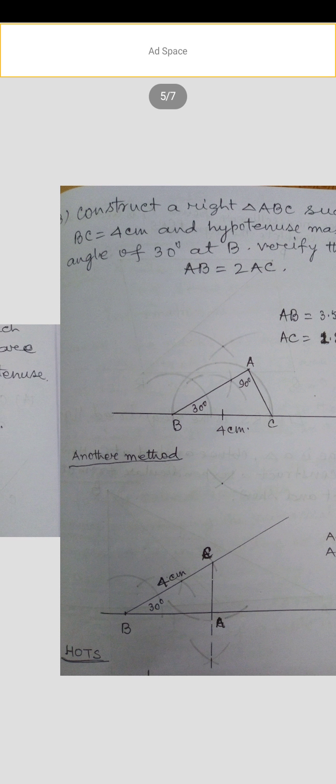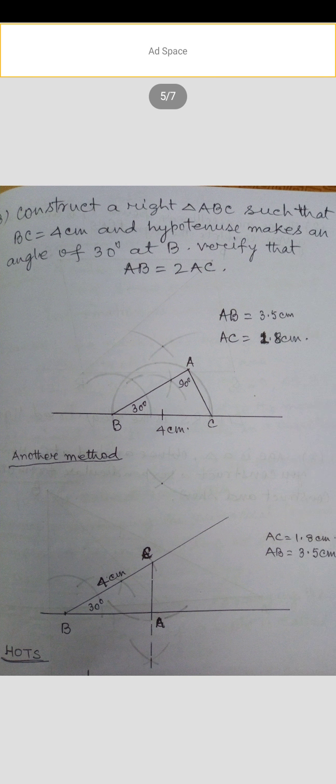Now question number 8. Construct a right angle triangle ABC such that BC equals 4 centimeter and the hypotenuse makes an angle of 30 degrees at B. Verify AB equals 2AC. So first method, draw a line segment BC equal to 4 centimeter.